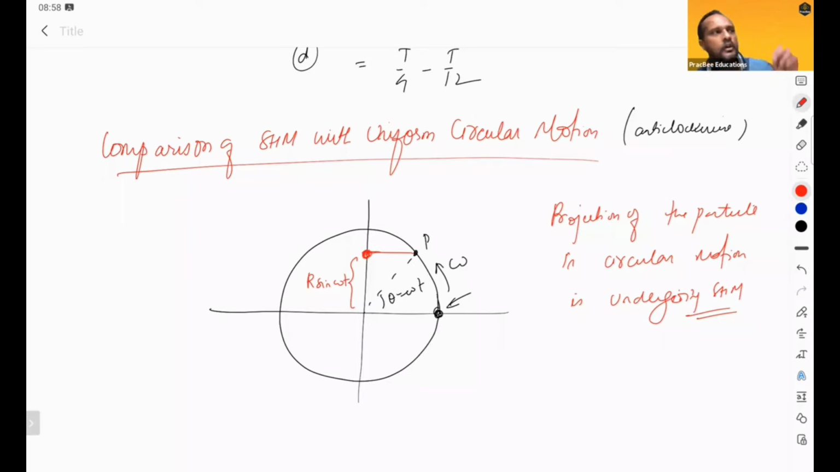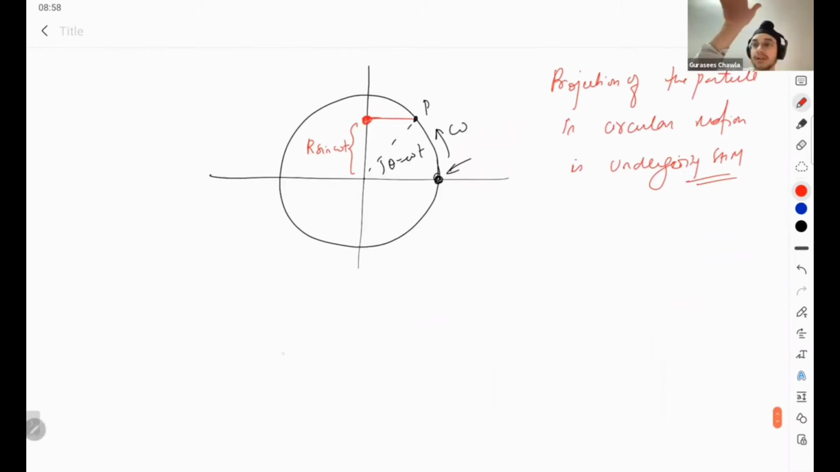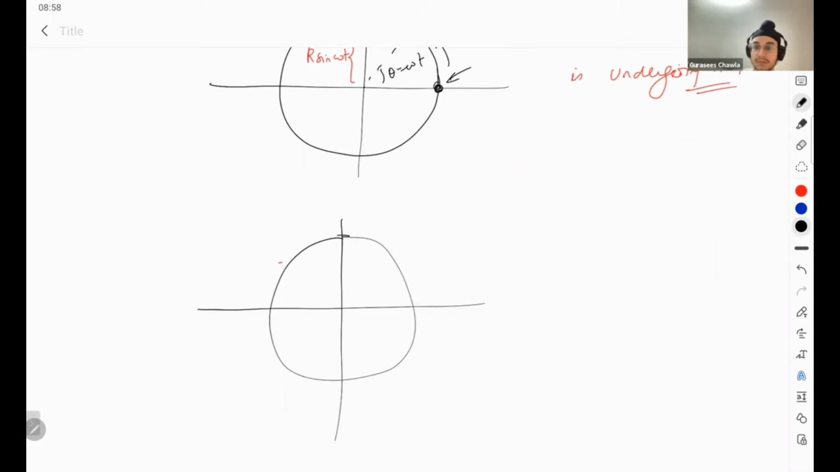That means the shadow of that particle on the x axis and y axis is undergoing SHM. Got it? Because it will hit r sin omega t twice. Once when it reaches π/2 and then comes back, it will come to the same motion again. Basically you can think of it like this: this is like plus r and this is like minus r.